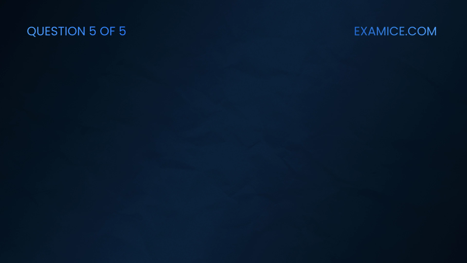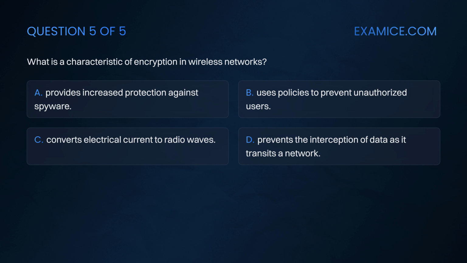Question 5. What is a characteristic of encryption in wireless networks? Option A. Provides increased protection against spyware. Option B. Uses policies to prevent unauthorized users. Option C. Converts electrical current to radio waves. Option D. Prevents the interception of data as it transits a network.